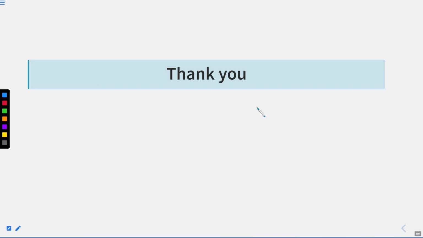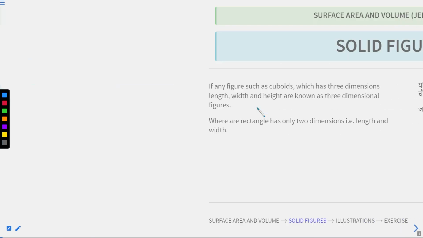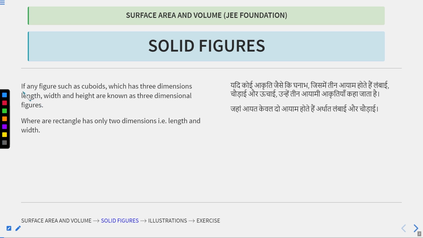Okay. So first, if there is any figure such as a cuboid, if you recall what a cuboid is, just to visualize, just see a box. If you have seen a wooden box or metal box, any box which is like this, this solid figure we say is a cuboid.